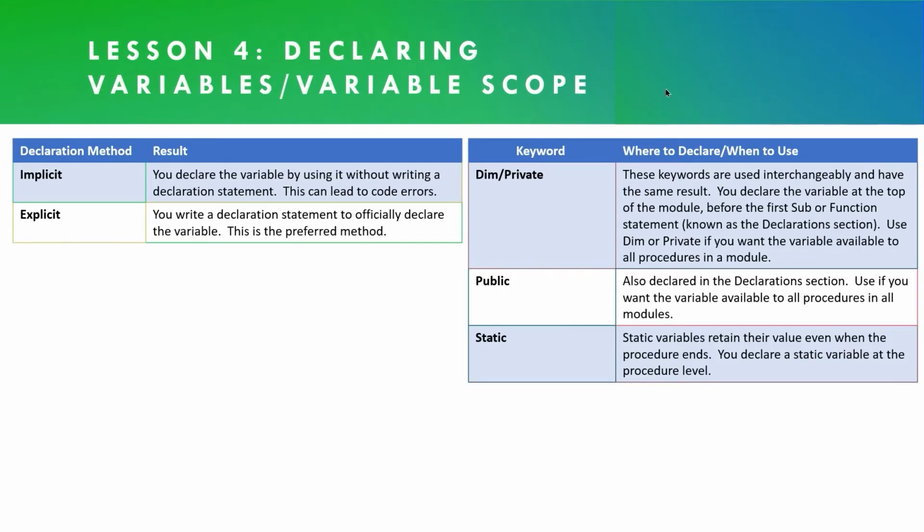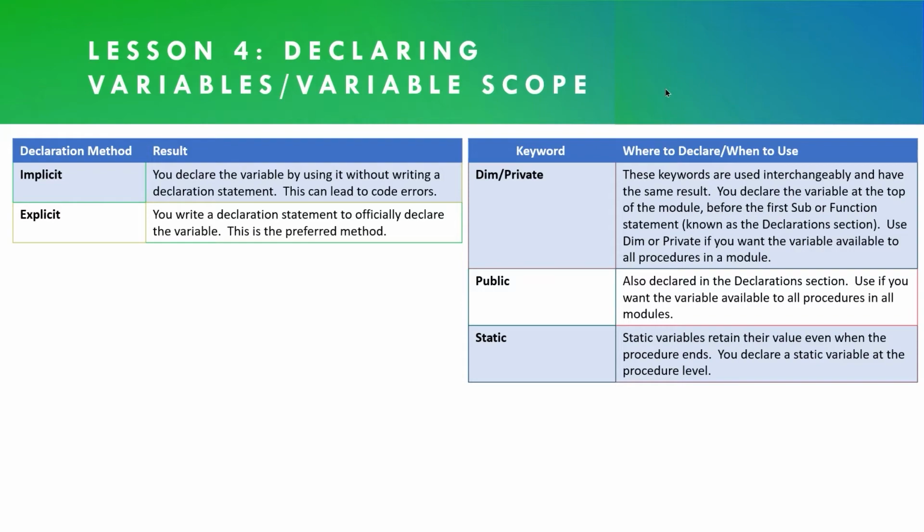Before you can use variables, they need to be declared. And just like procedures, variables also have a scope. So there are two declaration methods: implicit and explicit. Implicit declaration means you declare the variable by just using it without writing a declaration statement. And this method can lead to code errors.